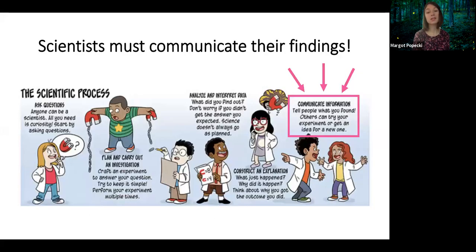Well, scientists need to communicate their findings. So if a scientist comes to this really important conclusion, but nobody knows about it because they didn't communicate it, that's a problem. So it's incredibly important for scientists to know how to communicate their research.